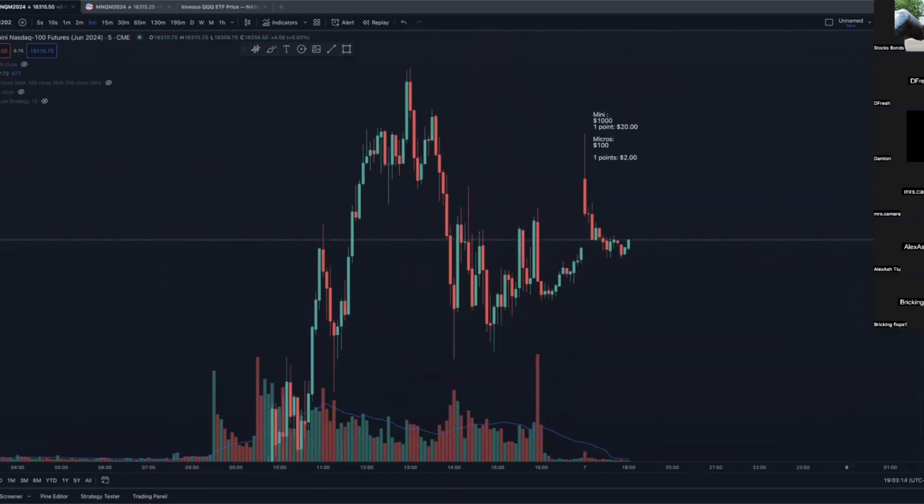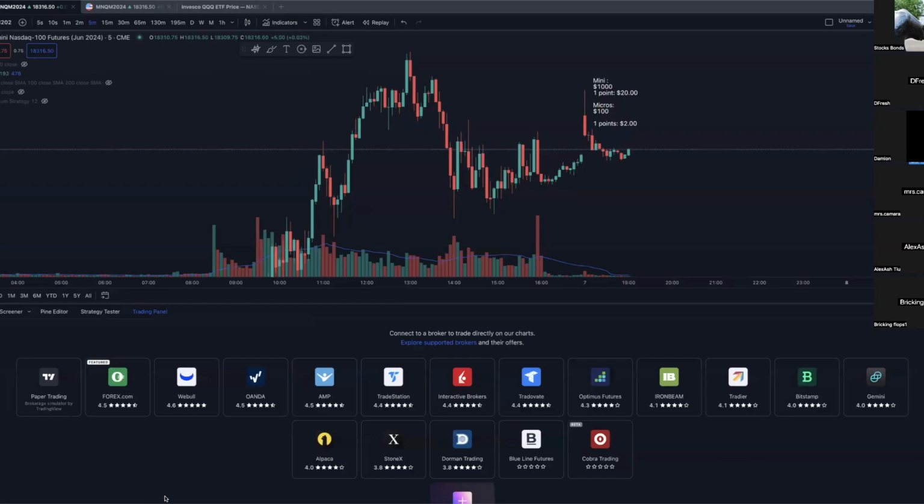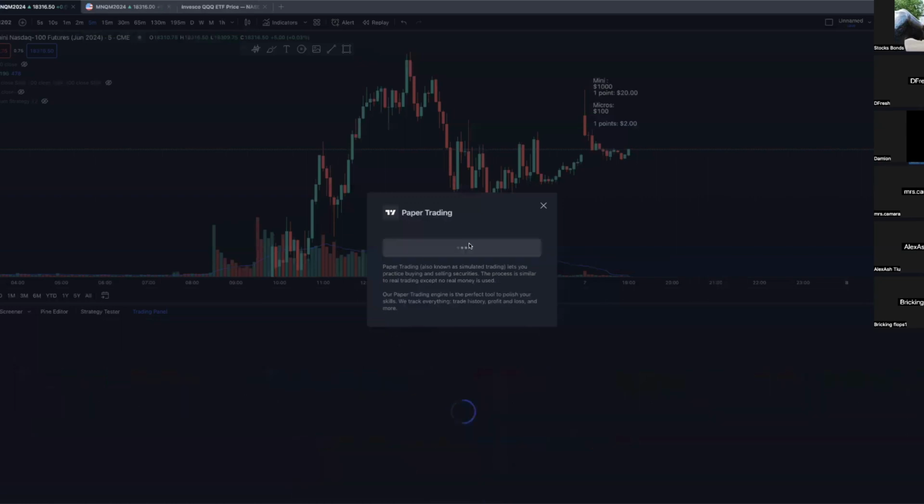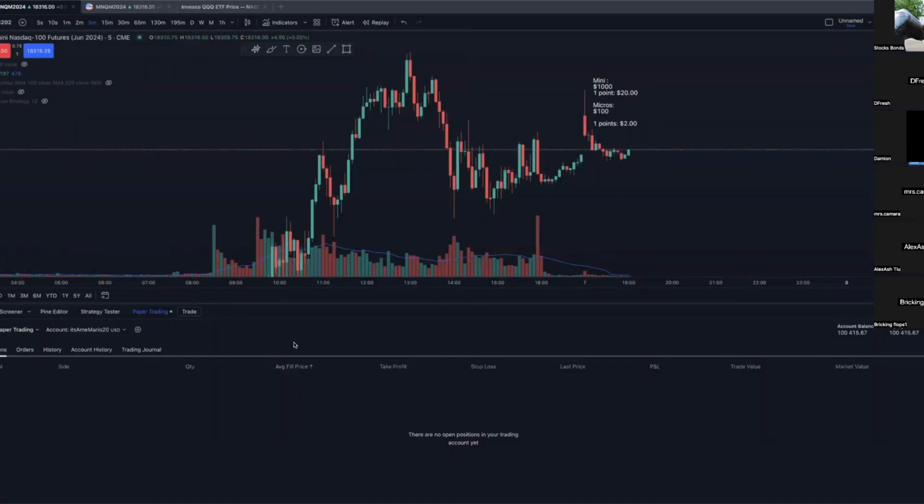Okay, follow my cursor underneath. Do you see something called the trading panel? You'll find it if you're following me through the browser. So click on the trading panel, and then there should be something called paper trading in there. Click on paper trading and click on connect. And once you connect, you'll be good to go, and you'll have your account balance right here. You can change this account balance if you want, and you can do all sorts of stuff with it.